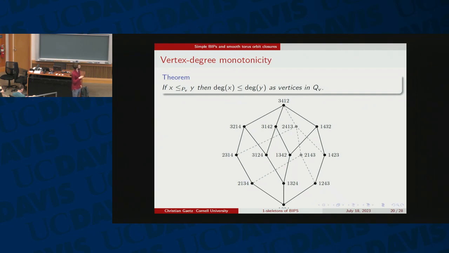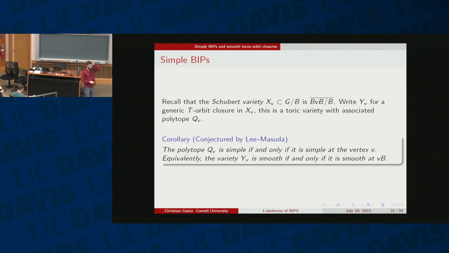The theorem is that this degree function, the function which for a vertex asks how many edges you are incident to, is actually monotone with respect to this partial order. So if we look at a vertex which is less than another vertex in this partial order, then its degree will be at most the degree of the other vertex. So in particular, the vertices that we noticed have degree 4 form an order filter in this poset. And as a consequence of that, we can resolve this conjecture of Lee and Masuda.